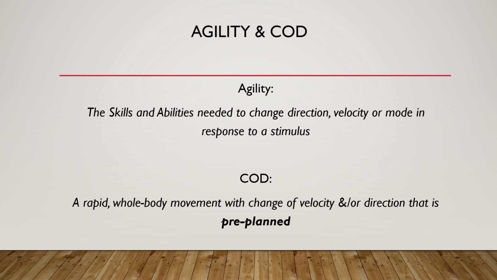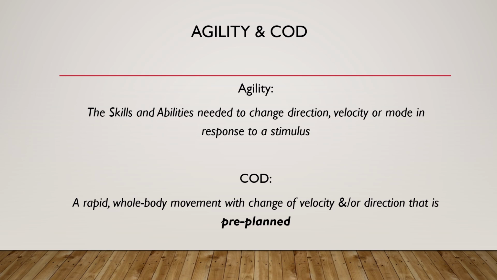Before we get into the details, it's important that we understand the subtle differences between change of direction and agility. Very often they're used interchangeably, but there are actually subtle differences between the two, and it's important that we understand what those differences are. We can see we have some definitions here. Agility is defined as the skills and abilities needed to change direction, velocity, or mode in response to a stimulus. Whereas change of direction is a rapid whole body movement with change of velocity and or direction that is pre-planned.